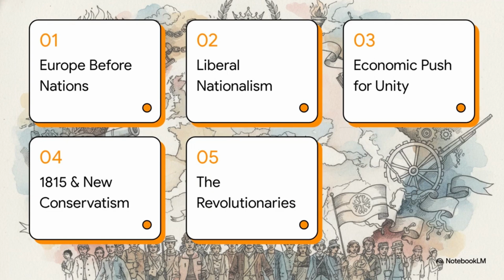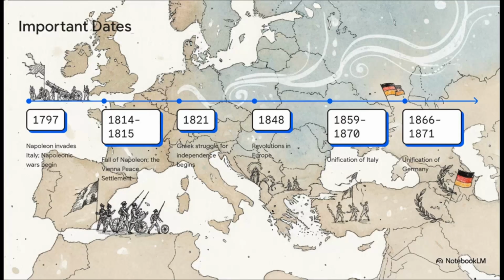Here's our agenda for today's explainer. Europe before nation-states, the rise of liberal nationalism, the economic push for unity, 1815 and the new conservatism, and finally, the underground revolutionaries. Okay, let's dive right into this by tracing the pendulum swing of power across these eras.